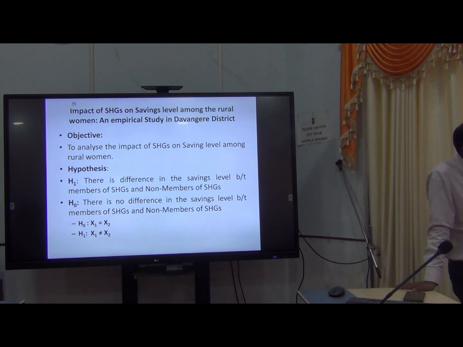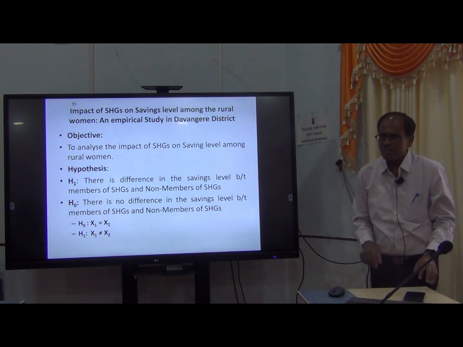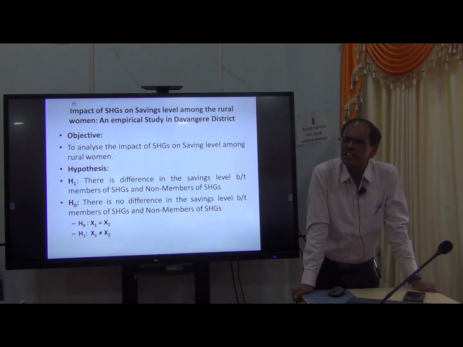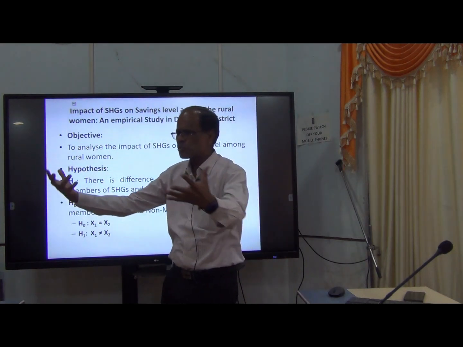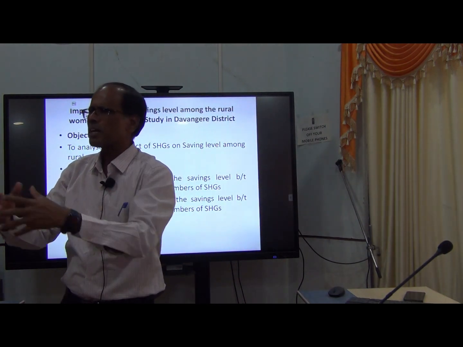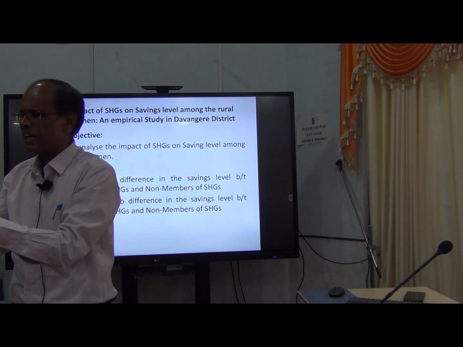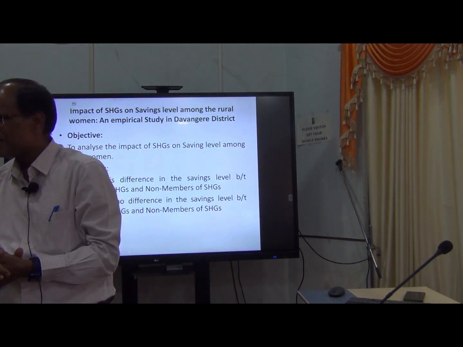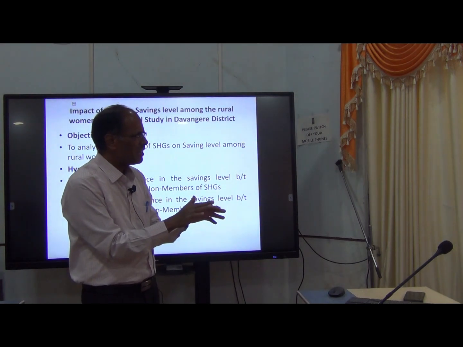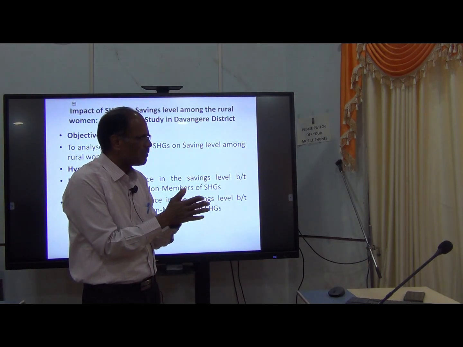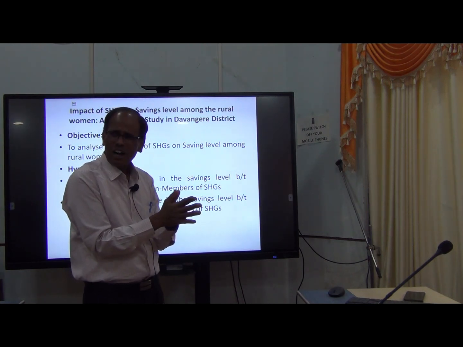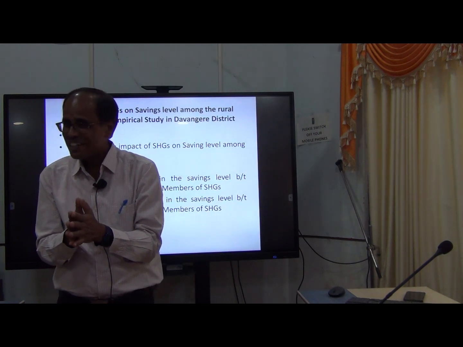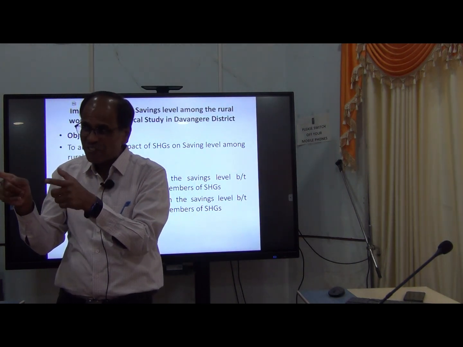Self-help groups exist to encourage women to save. In fact, SHGs are encouraging the members to come together, save the amount collectively, and have it in the bank. Don't you think that it is helping the members improve the savings level among the members? Then the alternative would have been better, no? I'm creating confusion in you.